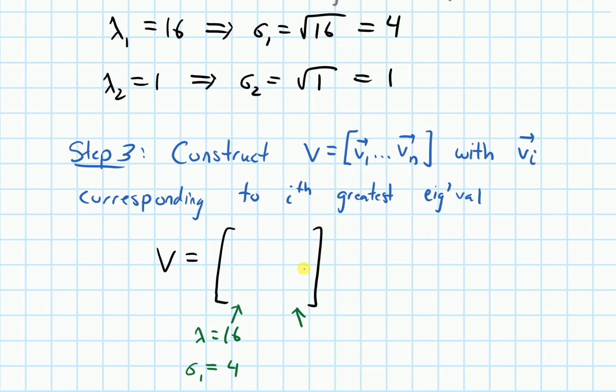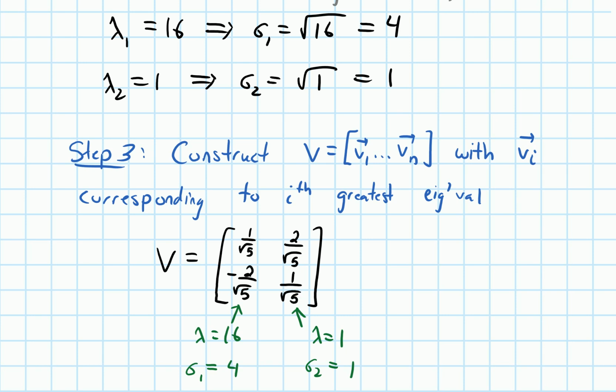And then I sort of go in descending order of the eigenvalues. The next biggest eigenvalue was 1, and its corresponding singular value, sigma 2, is 1. Okay, so what was the eigenvector that went with 16? It was 1 over root 5, negative 2 over root 5. And the eigenvector that went with 1 was 2 over root 5, 1 over root 5.